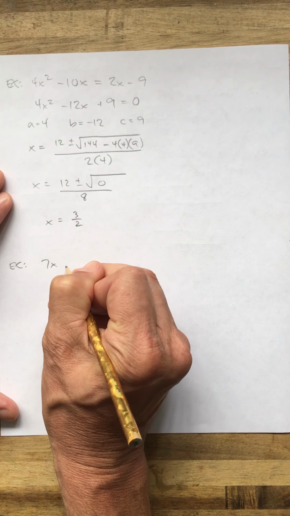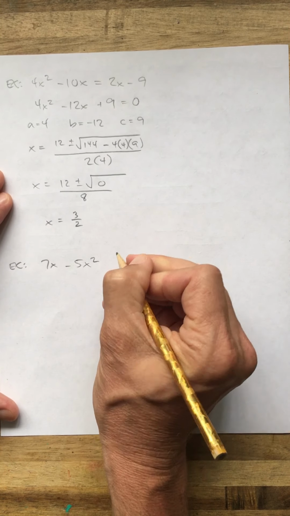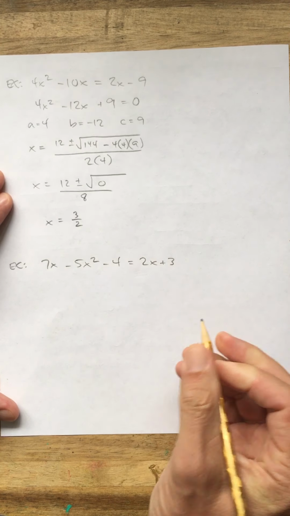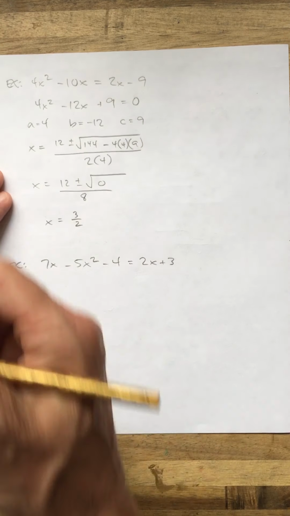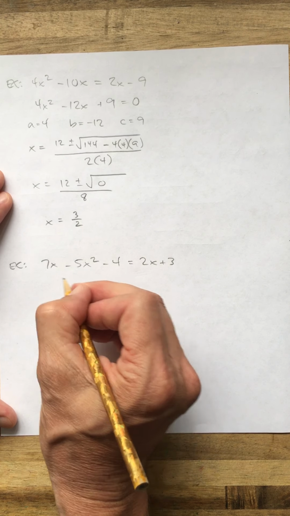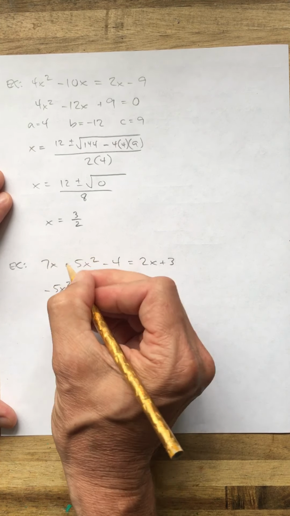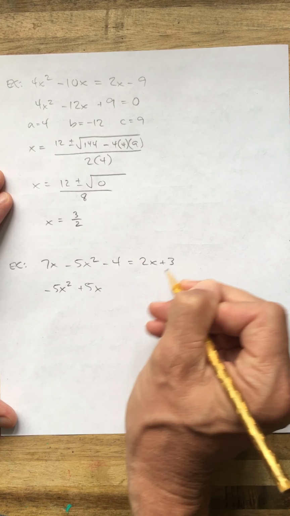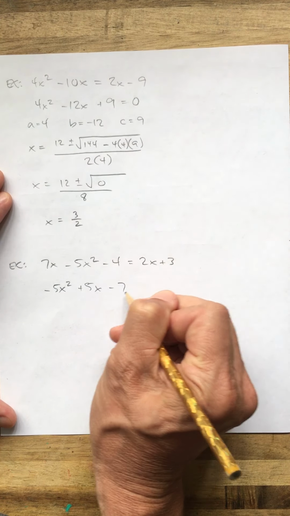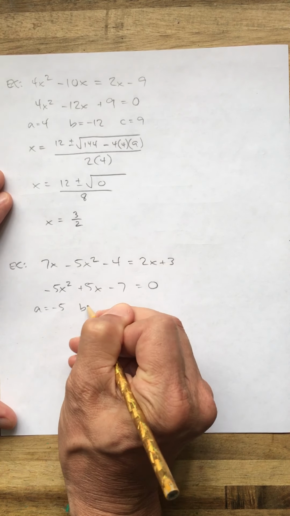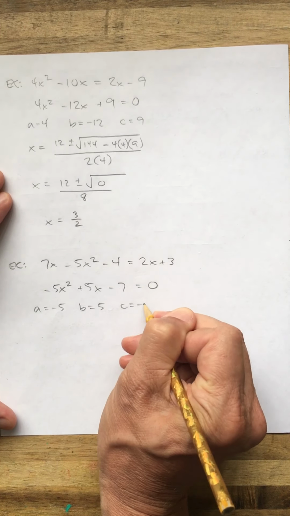Okay, 7x minus 5x squared minus 4 equals 2x plus 3. All right, it needs to say equals 0, so bring everything over. So I have a negative 5x squared. I'm going to put that first, negative 5x squared. Subtract 2 from that, so that's going to be plus 5x. And subtract 3 from that, that's going to be minus 7 equals 0. All right, identify a, b, and c.